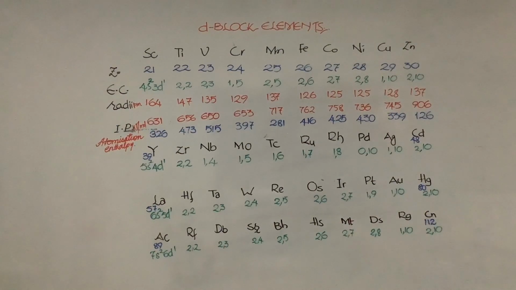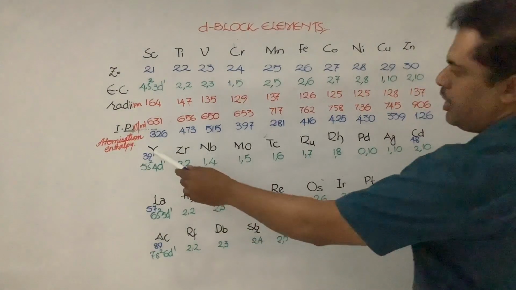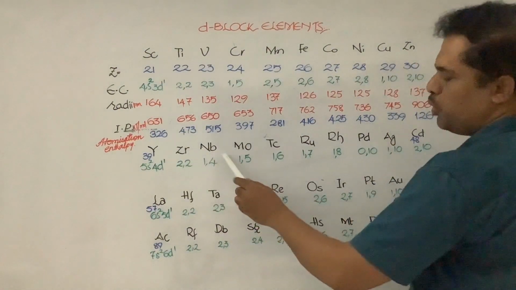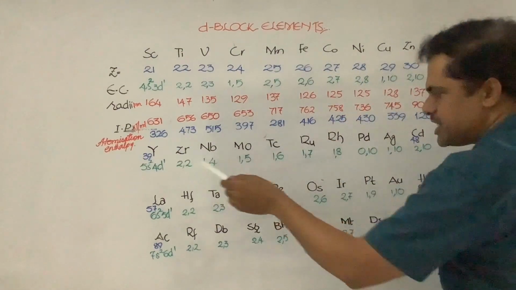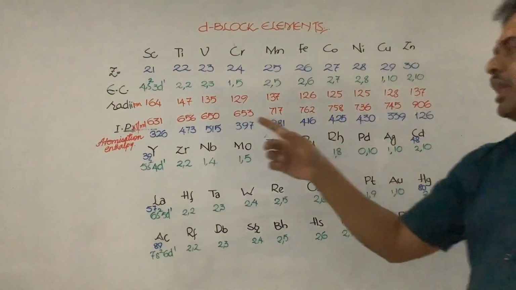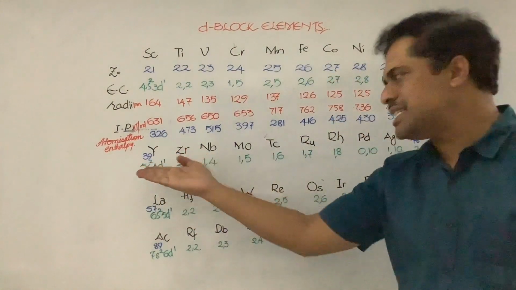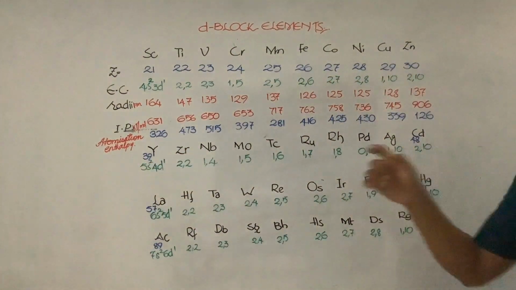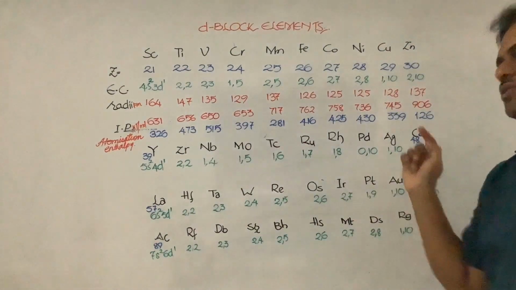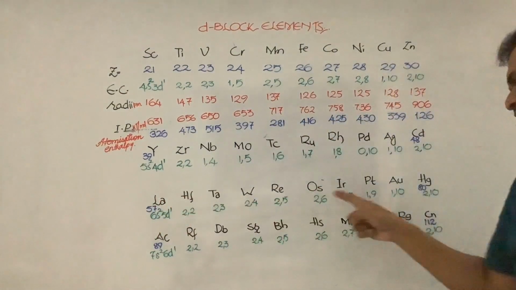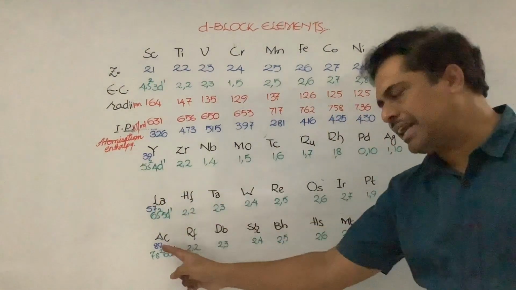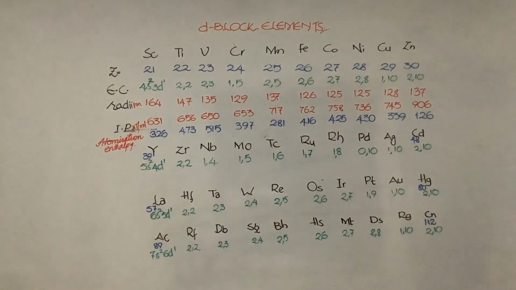The next row is this one: yttrium, zirconium, niobium. In this case, if you see, the differentiating electron is entering into the 4D orbital. So this series is called 4D series. Similarly, the lanthanum series is called 5D series. The actinium series is called 6D series.